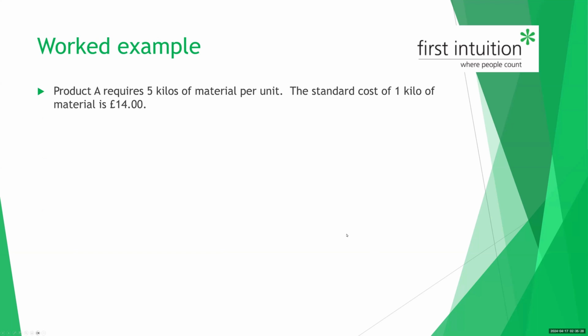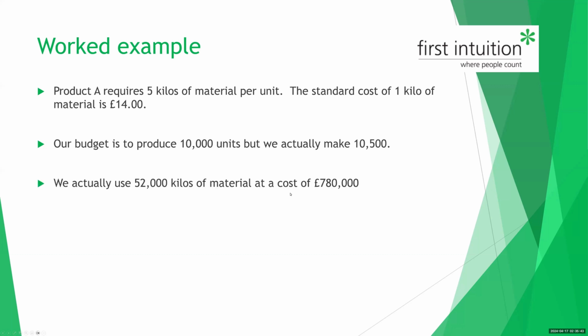So a worked example, our product needs 5 kilos. We normally pay £14 for a cost of a kilo, for 1 kilo of material. We aim to produce 10,000 units, but we actually make 10,500. But to make that 10,500 units, we actually use 52,000 kilos of material, and the total amount we pay for that is £780,000. So let's do some workings.